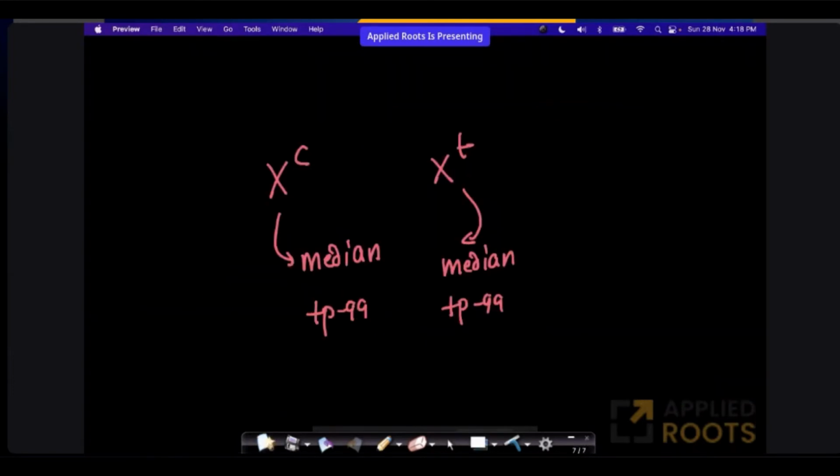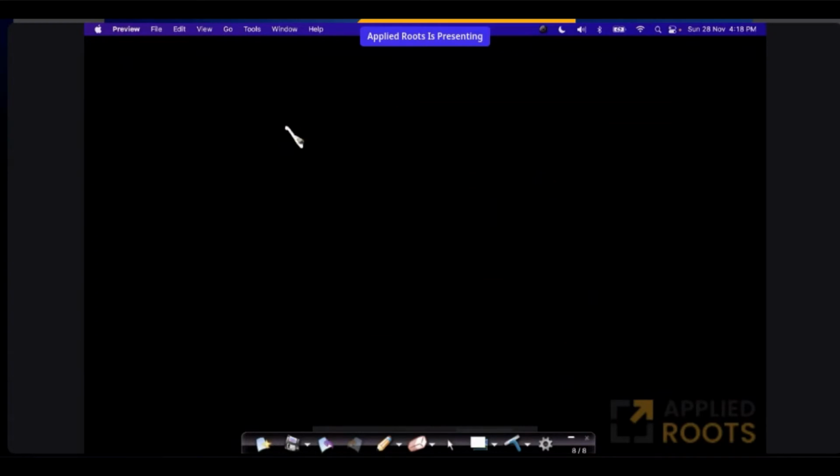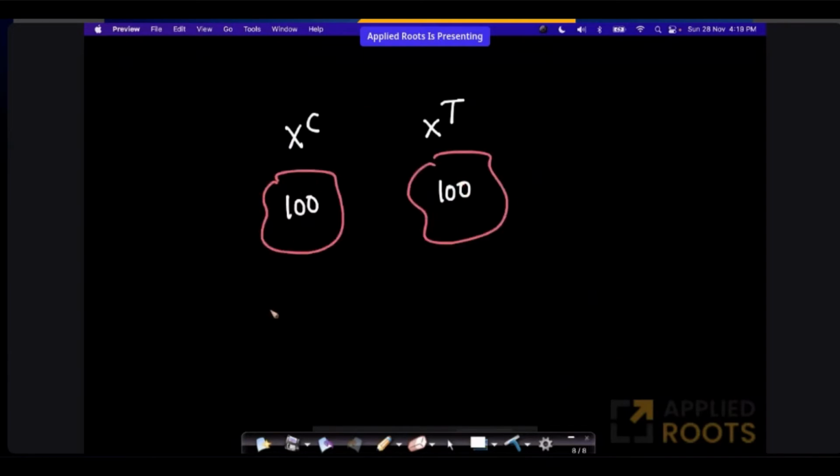I've seen more extreme variety also. Let's assume they have control and treatment. Suppose they have some 100 people in control, 100 people in treatment. Then in p hacking, what they do is, suppose this is a sample of 100 people, and this is a sample of 100 people.